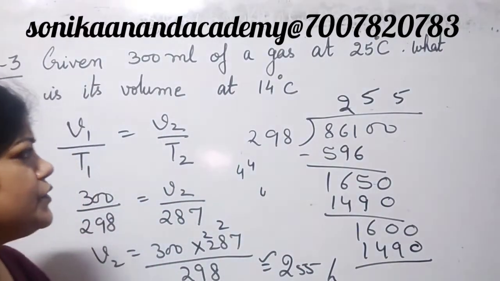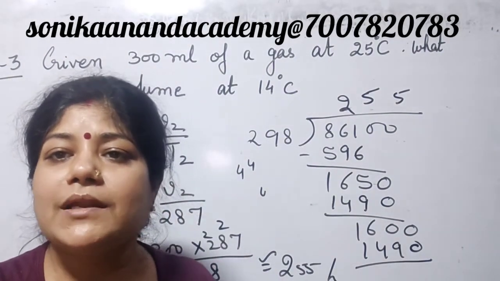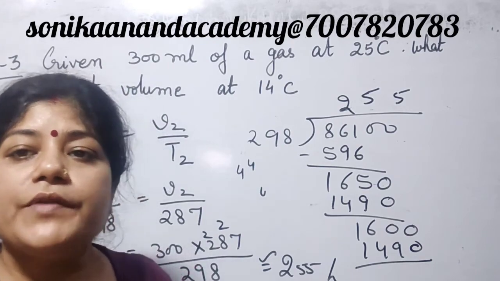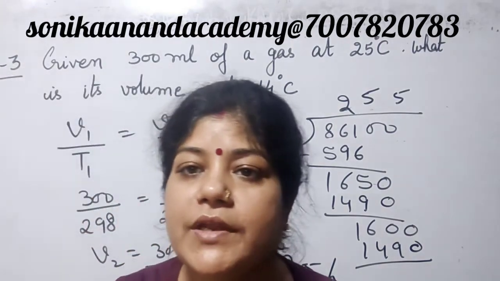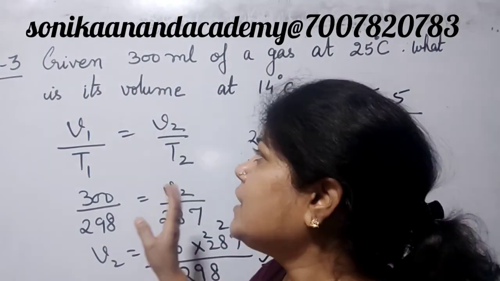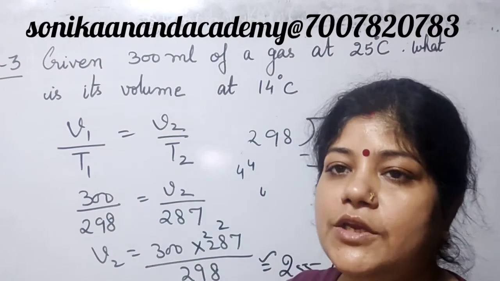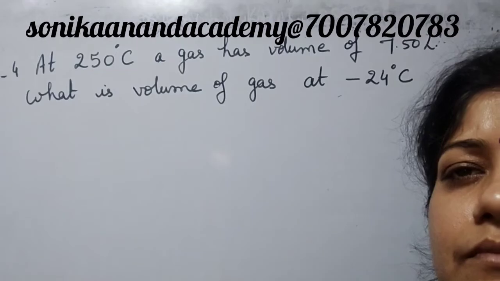Okay. So in this way, in order to solve the numericals which are based on Charles law, we have to convert temperature which is given in degrees Celsius to Kelvin by adding 273, and after that we have to use the formula V1 over T1 is equal to V2 over T2. Now moving to the next question.